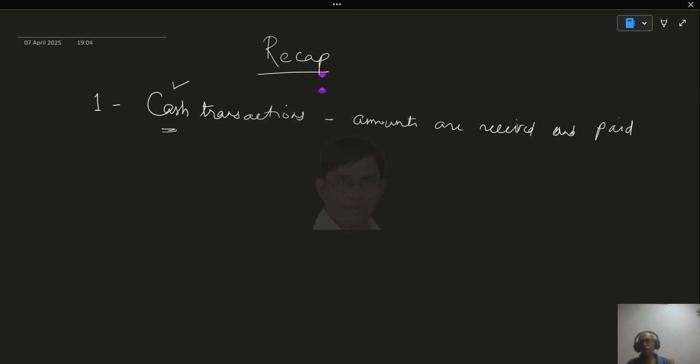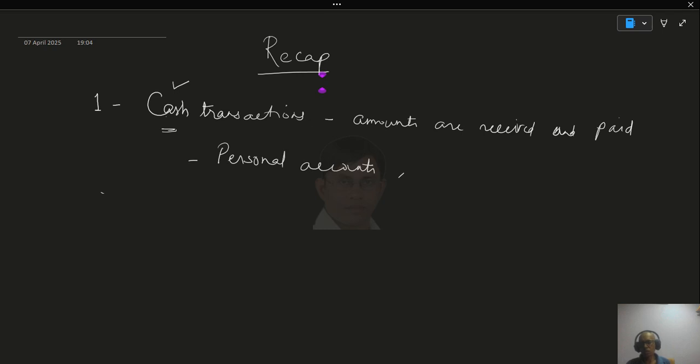Here we have learned all about personal transactions, like when we receive money from personal accounts, how to record them. When someone gives money and someone receives money, how to record it. And we have even learned how to record expenses, and how to record when payment is being made or received. All these things we have learned in cash transactions.